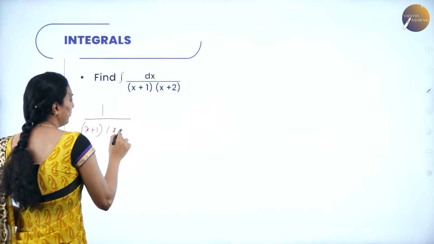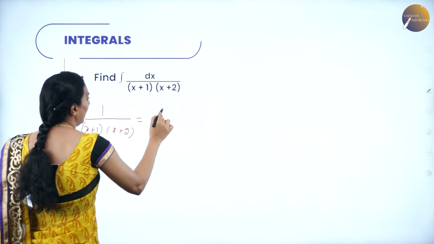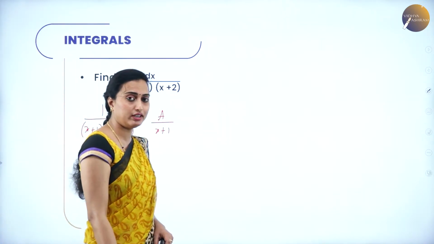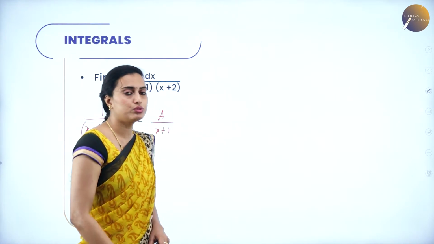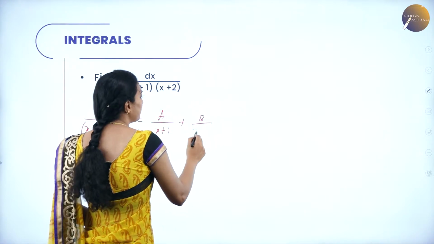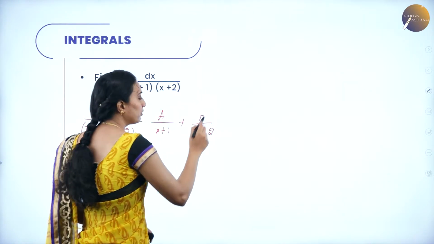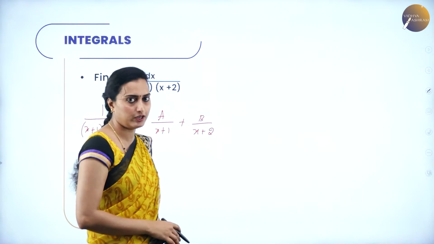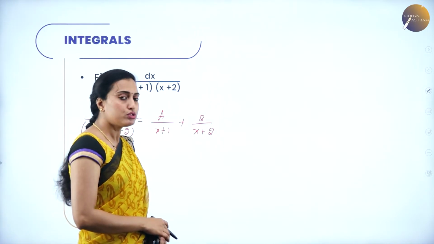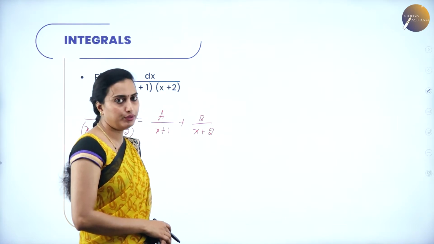into (x plus 2) can be written as A divided by (x plus 1), because in the denominator we are having a quadratic equation which is degree 2, so I have to introduce two constants here, plus B divided by (x plus 2), according to the first form that I have given in the table. I am writing it here. And then you need to find out now the A and B values. So how to find out the A and B values, dear students?